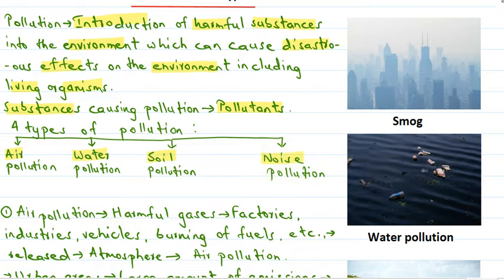First we talked about air pollution. So what is air pollution? The harmful gases from factories, industries, vehicles, burning of fuels, etc., are released into the atmosphere, and this causes air pollution. Then we talked about smog, right? And we also know that when we breathe such polluted air, this can lead to various respiratory diseases and allergies.